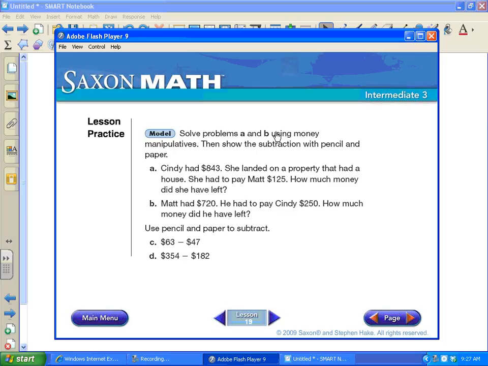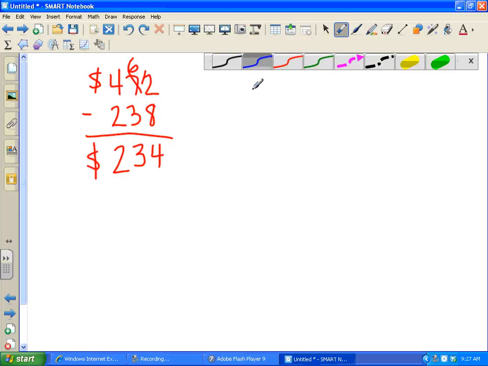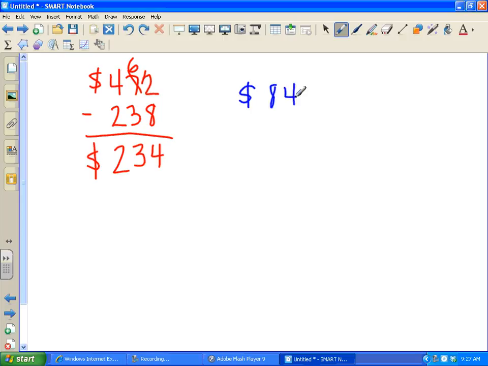We've got to solve A and B. It says using money, but we're going to do just the paper and pencil this time, okay? Cindy had $843. She landed on a property that had a house. She had to pay Matt $125. How much money did she have left? So 843 minus 125. Here we go. Let's see, I'm going to have one person talk me all the way through this. Okay, Shelby?